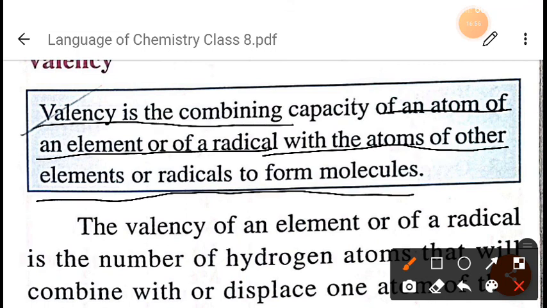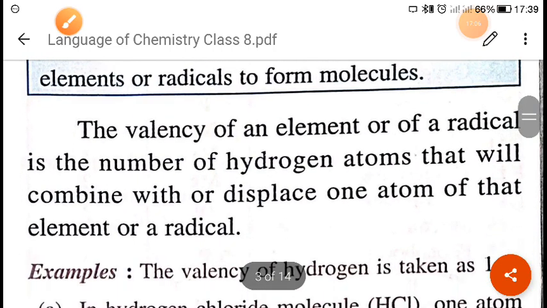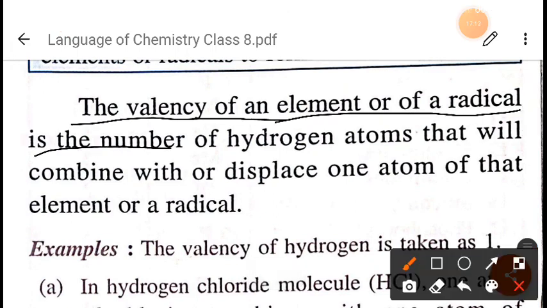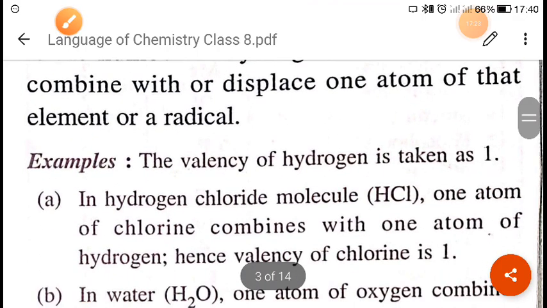Valency is the combining capacity of an atom of an element or a radical with the atom of another element or radical to form molecules. Now next, the valency of an element or a radical is the number of hydrogen atoms that will combine with or displace one atom of that element or radical. We have discussed this in the previous chapters.